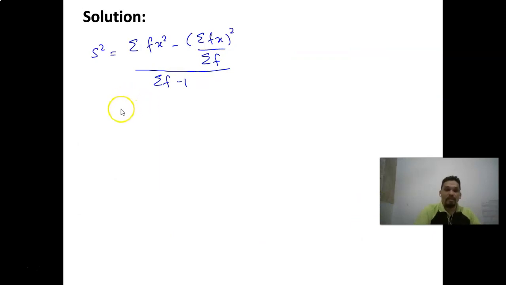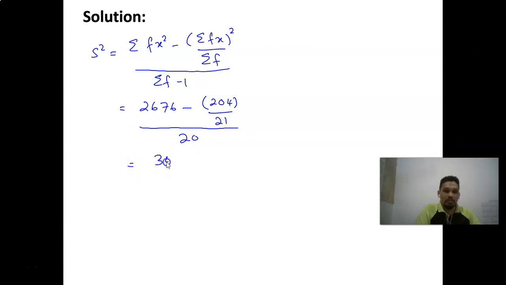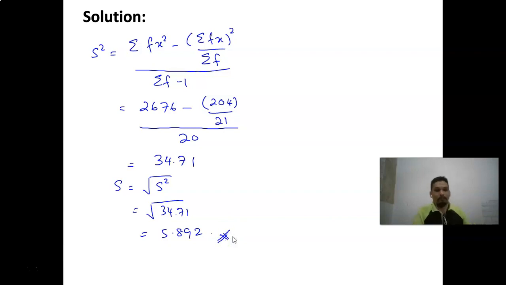Let's substitute the values one by one, which is 2676 minus summation of fx in brackets squared, 204, divided by 21, divided by 20, is equal to 34.71. Use your calculator to get the answer here. And standard deviation is equal to the square root of variance, which is the square root of 34.71, equal to 5.892.